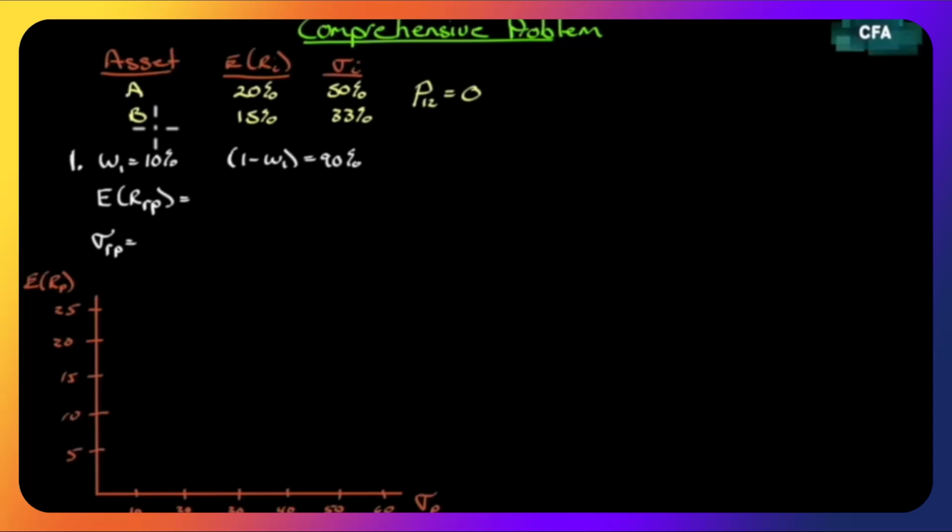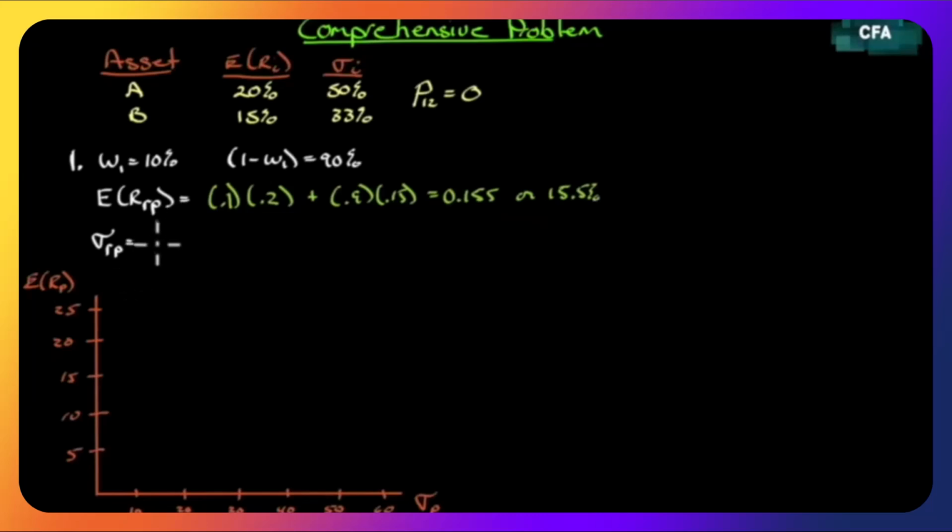So what is the expected return here? That's pretty straightforward. We know it's just we take the weighting, 0.1, times the return, 0.2, plus the weighting on the next one, 0.9, times the return on the next one, 0.15, will equal 0.155, or 15.5%. What is the standard deviation of the risky portfolio?